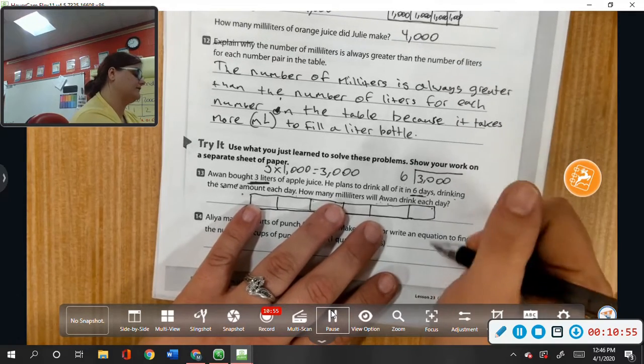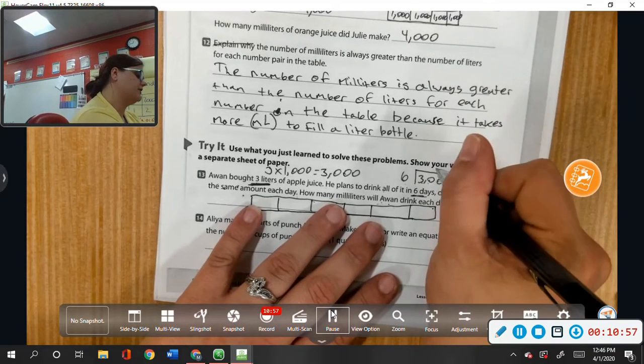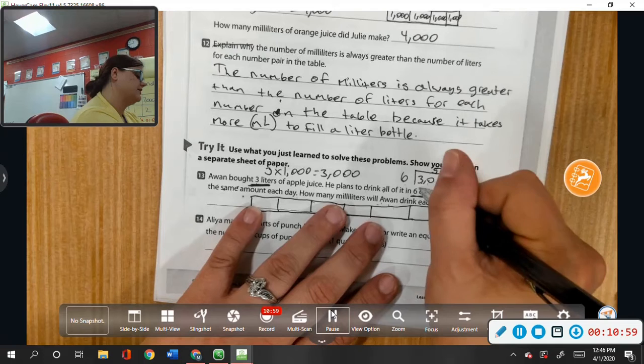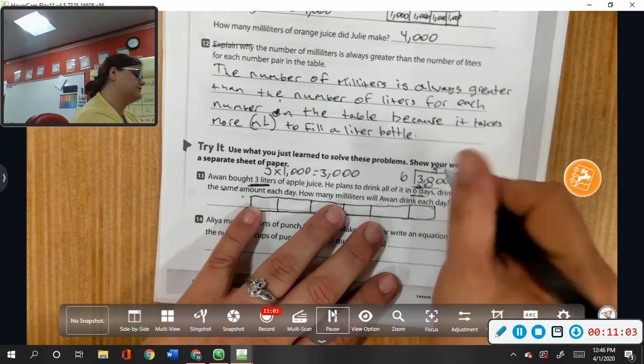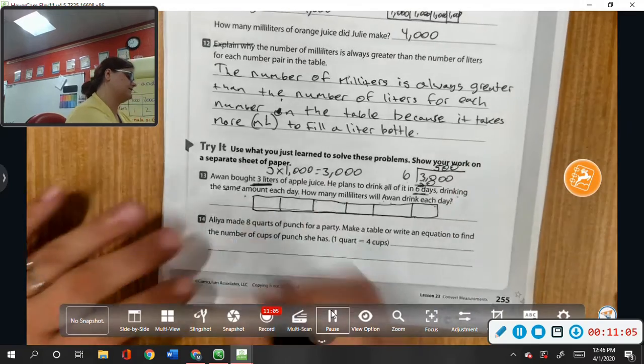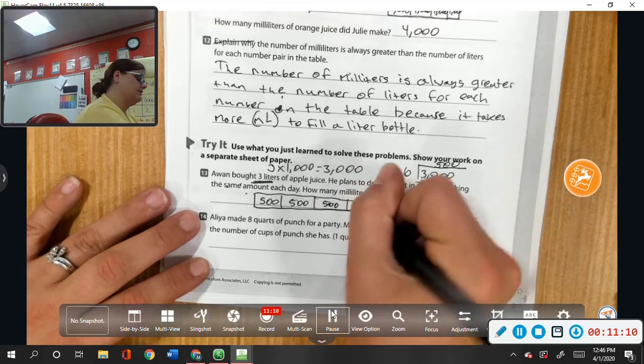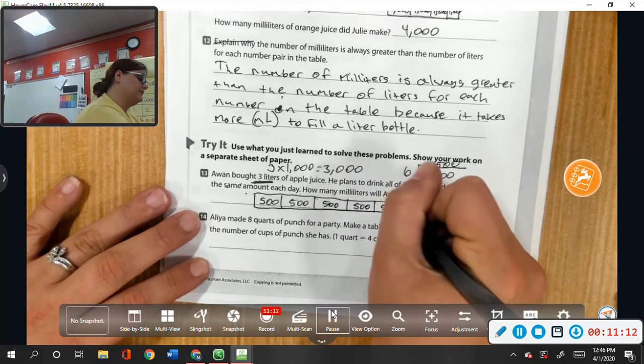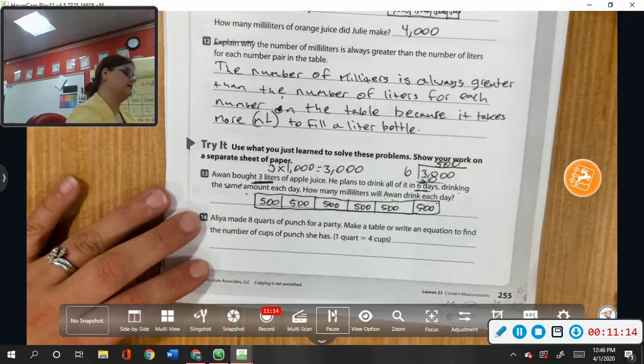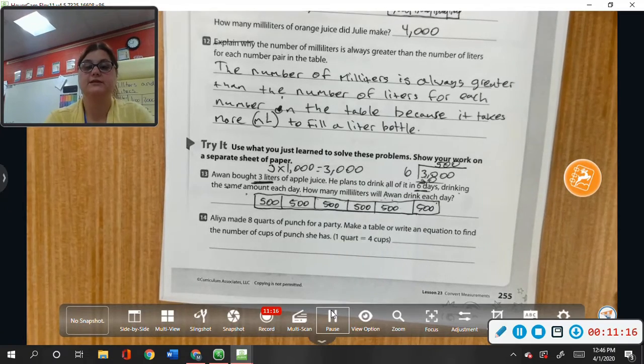6 goes into 3, it can't. 6 goes into 30 though, 5 times. 5 times 6 is 30. Carry the zeros all the way down, 0, 0, so it's 500. 500 milliliters per day.